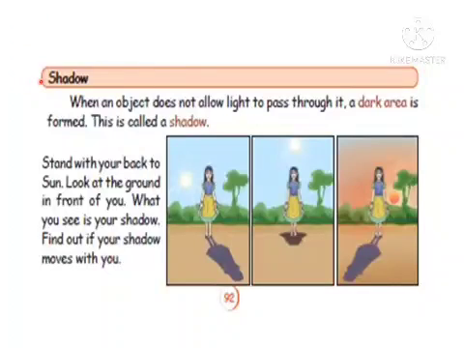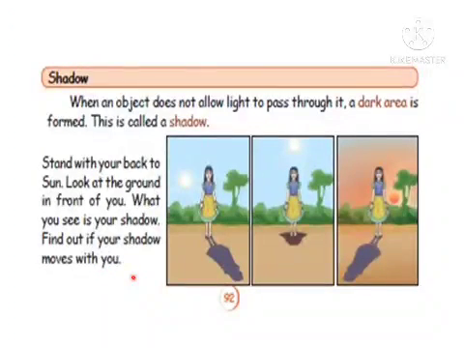Now we are going to learn about shadow. See the picture. When an object does not allow light to pass through it, a dark area is formed. This is called a shadow. Stand with your back to the sun. Look at the ground in front of you. What you see is your shadow. Find out if your shadow moves with you.